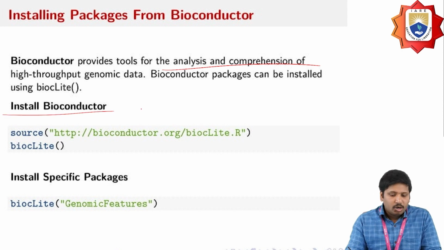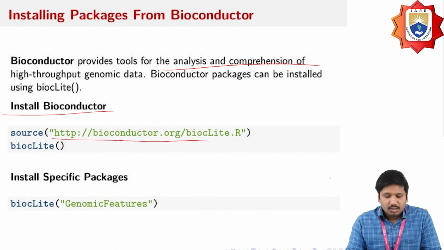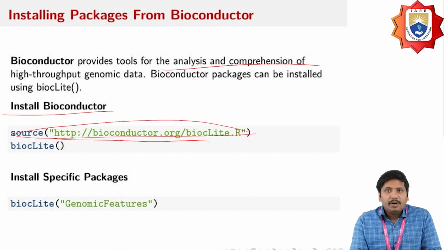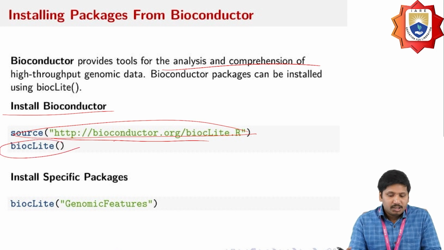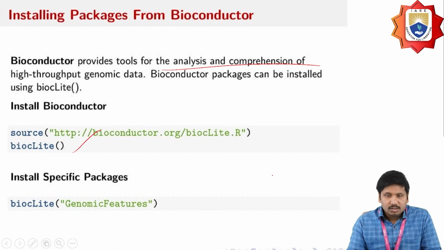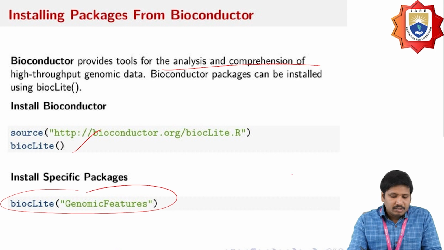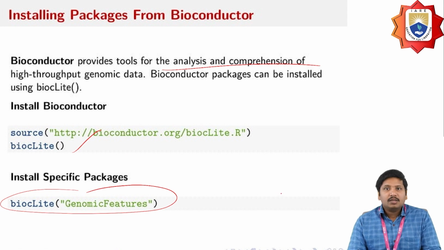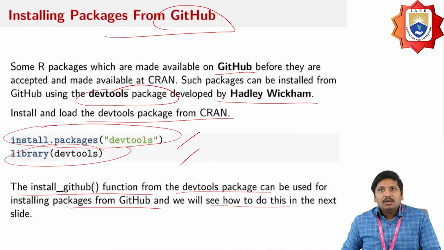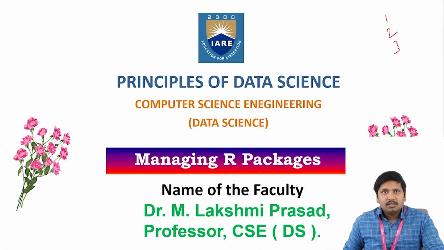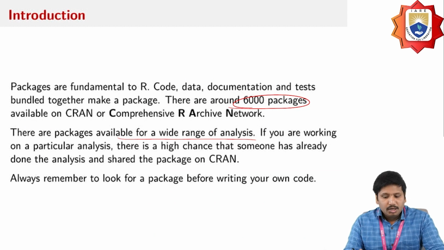We have to install Bioconductor, and the source is bioconductor.org/biocLite.R. This is the source from where you can install Bioconductor, and the biocLite function is used for installing it. Once this is installed, we install specific packages like GenomicRanges and GenomicFeatures. These are some of the packages that should be installed from Bioconductor in RStudio.